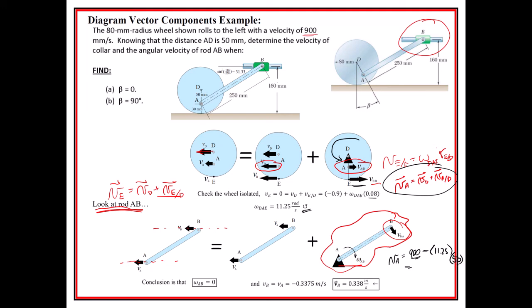So 50, and what we have for the velocity, therefore, is 900, 11.25, and 50 times, subtracting, we get 337.5, which is in millimeters per second. So we can see that definitely we have the velocity to the left of 337.5 millimeters per second, and so that's the answer down below.